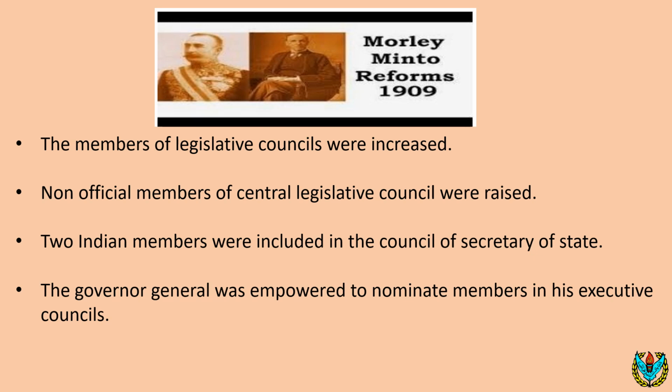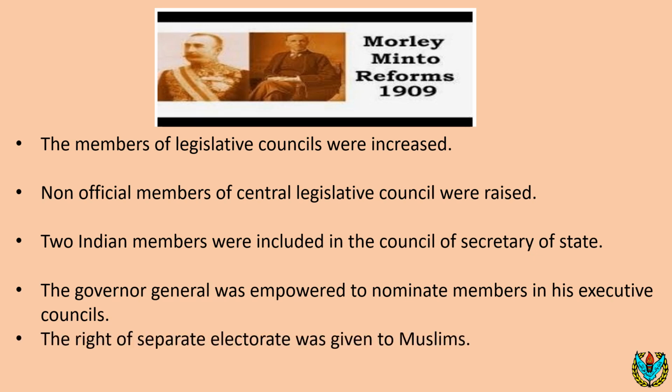Last but not least, the 5th point was that the right of separate electorate was given to Muslims. Separate electorate means separate election for a special community. It means if the election happened for a Muslim seat, all the contestants will be Muslim. So in the end, only a Muslim will be elected. First time it was requested in the Shimla deputation, which met the government under the leadership of Sir Aga Khan.